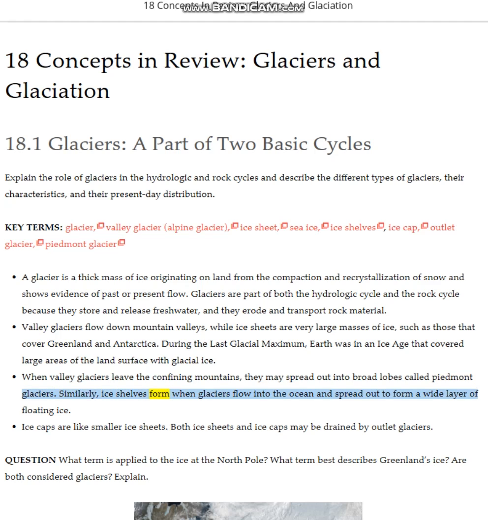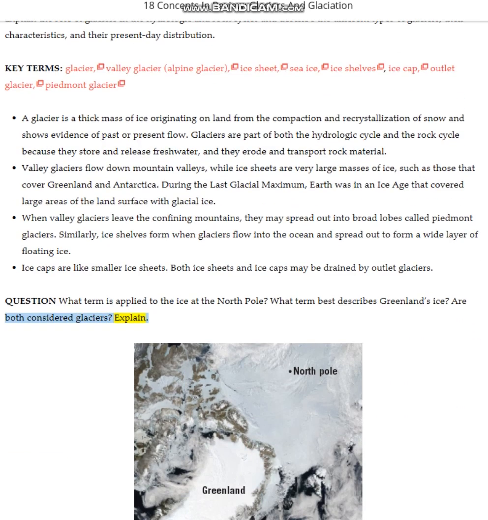Similarly, ice shelves form when glaciers flow into the ocean and spread out to form a wide layer of floating ice. Ice caps are like smaller ice sheets. Both ice sheets and ice caps may be drained by outlet glaciers. Question: what term is applied to the ice at the North Pole? What term best describes Greenland's ice? Are both considered glaciers? Explain.